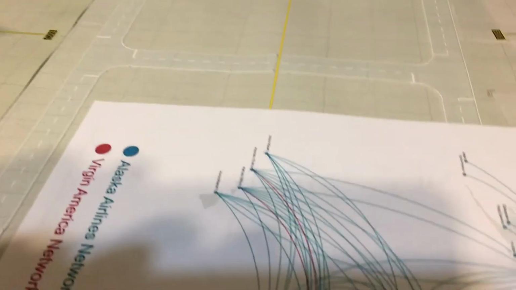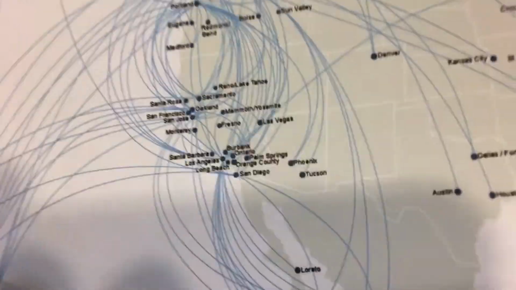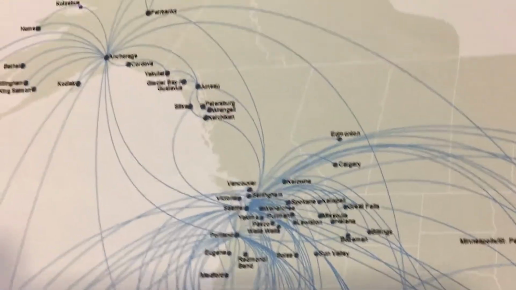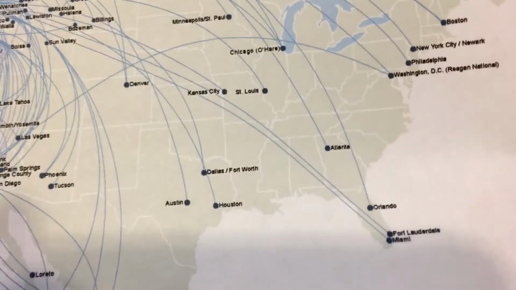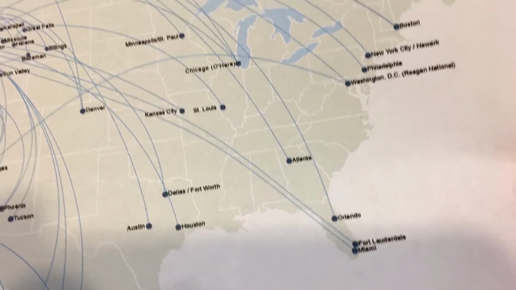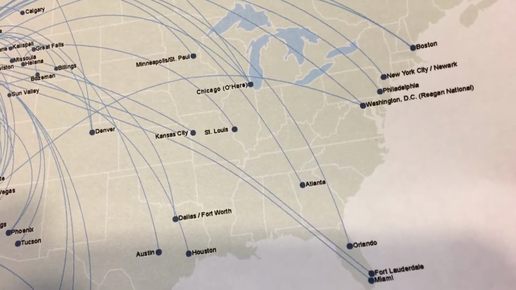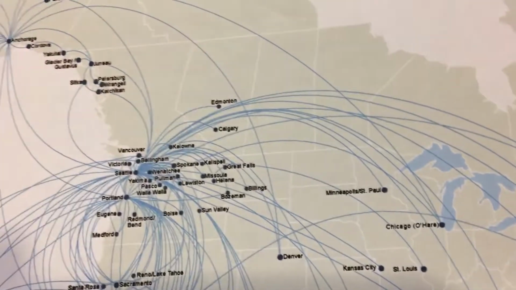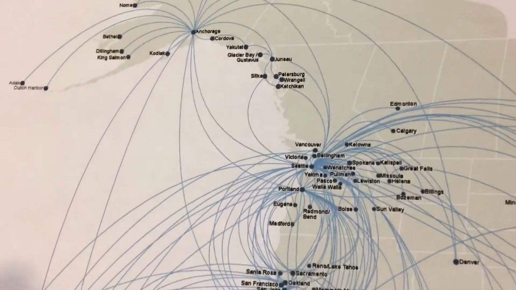So that was 2004. The next one, I honestly, I'm sorry guys, I don't remember what year this was, but they had started service to Austin. Mexico is still doing great. But you have, in addition to the service to the cities before, you got Fort Lauderdale, Miami, Atlanta, St. Louis, Kansas City, Minneapolis, Houston now, and Dallas-Fort Worth. And then Alaska pretty much did not change.